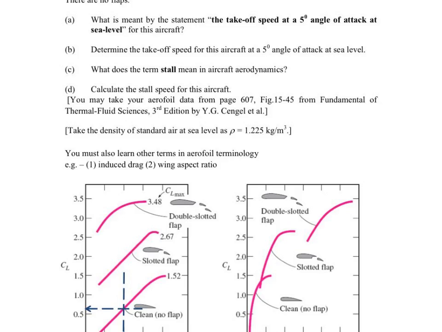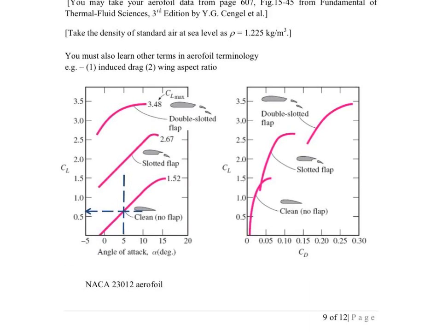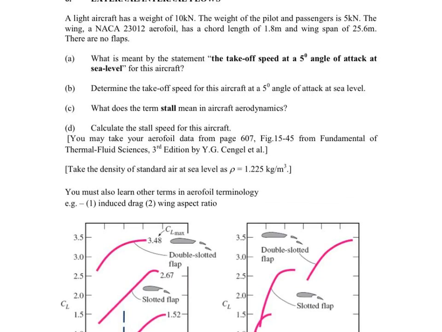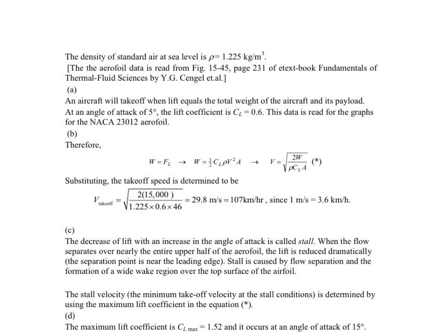Now I have highlighted the details. Angle of attack 5 degrees, no flaps. So we use this line, and the lift coefficient is 0.6. You are asked to determine the takeoff speed of the aircraft at 5 degrees angle of attack. Okay, let's look at how we solve this.